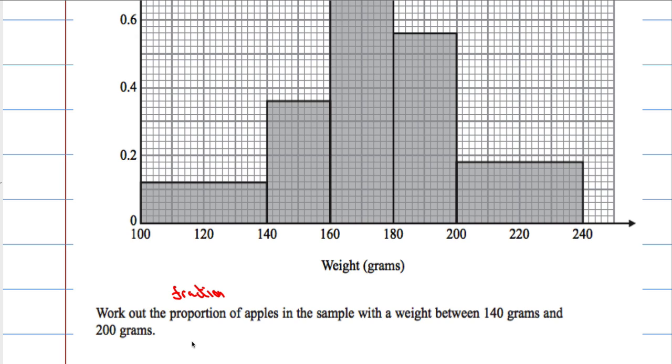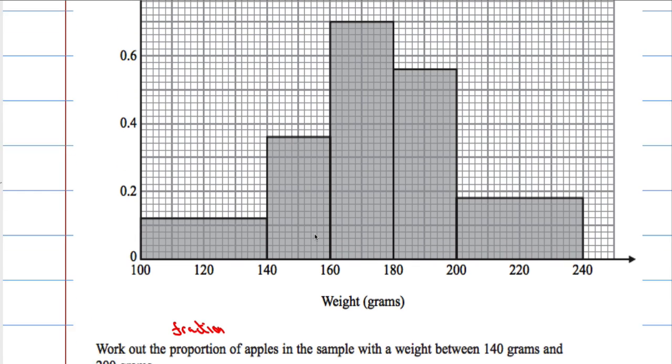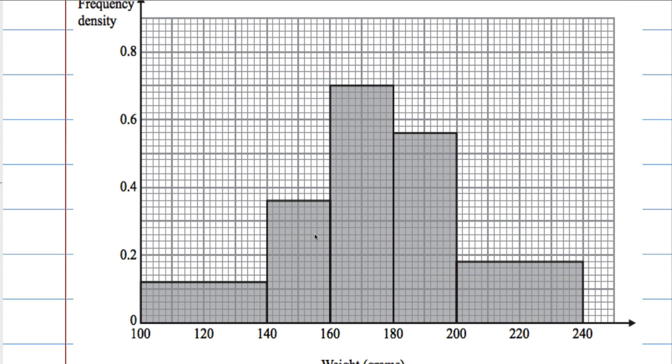Now, the total area of a histogram is proportional to its total frequency. So if I work out the total area of the histogram and the area of the bars between 140 and 200 and write that as a fraction, that's the proportion. Before I proceed, I'm going to write down the heights of all these bars.